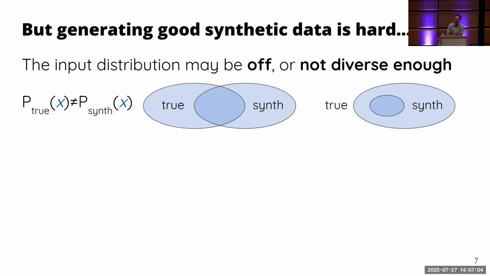So some of the things that can go wrong with creating synthetic data. The first thing that can go wrong is that I talked about X, which is kind of your inputs into your system, and these can be off. This is a major problem. So the first thing is you could create synthetic data that doesn't look very much like your true data.